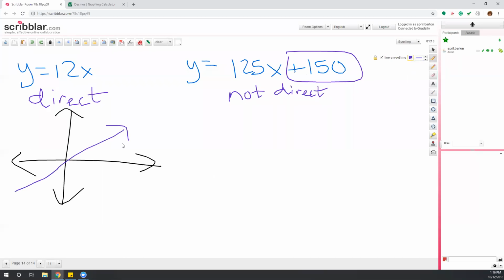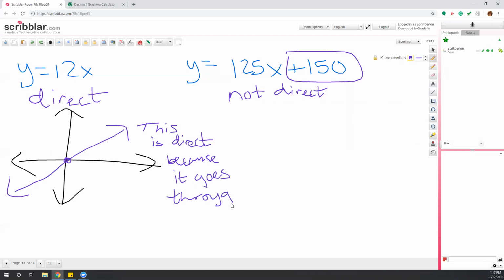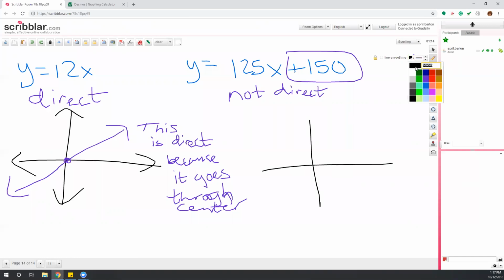Oh, okay. So this is direct because it goes through the center of the graph. Direct is just a special type of name. Got you. The other one's not going to be direct because it's not going to go through the center. The other one was up higher. Okay. So not direct variation because it does not go through the center. Awesome. Yep. Now I understand a little bit more.